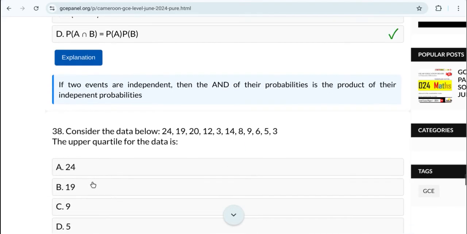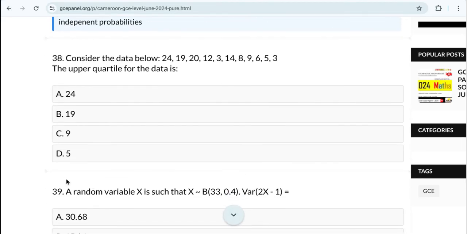Consider the data below. The upper quartile of the data is... How many data points are here first of all? Let's count. 1, 2, 3, 4, 5, 6, 7, 8, 9, 10, 11 data points. If you have 11 data points, it means that the median is going to be at what position? The sixth, right? And the upper quartile is the same as the 75th percentile.